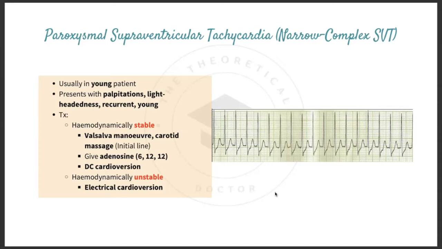And if they are still the same, then you give adenosine. First, 6 milligram IV bolus. No improvement, 12 milligram IV bolus. No improvement, another 12 milligram IV bolus. I remember it as 6-12-12, adenosine 6-12-12. And if there's still no improvement, you can proceed with DC cardioversion.